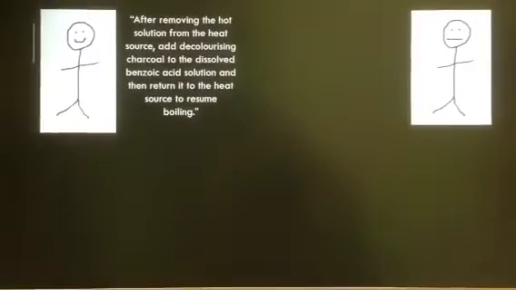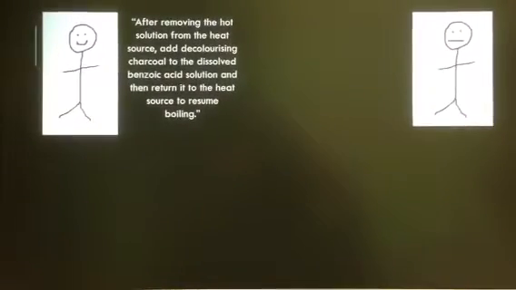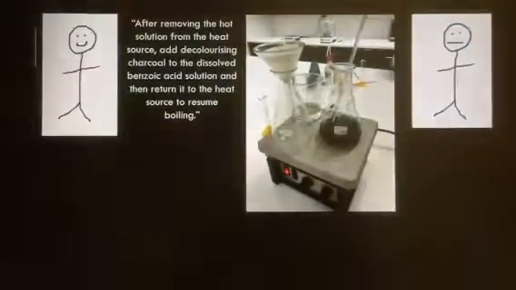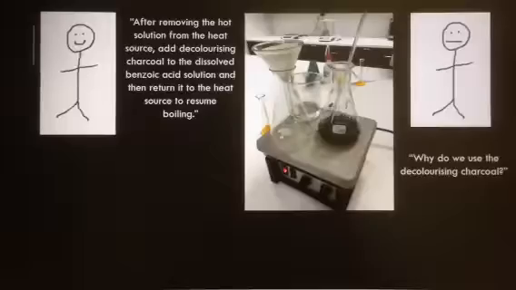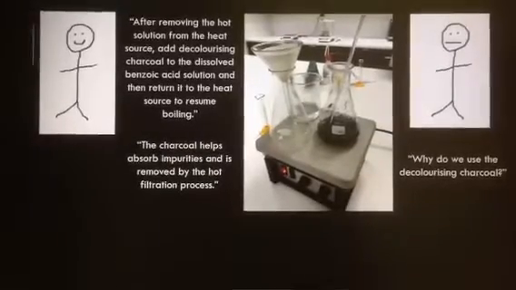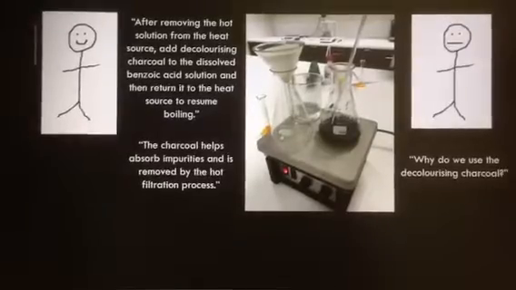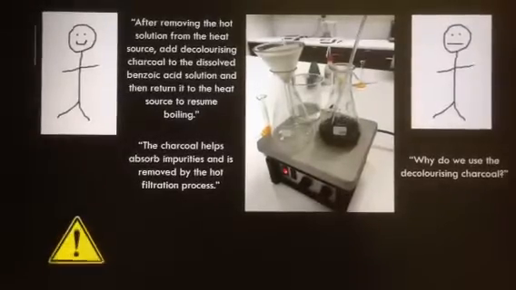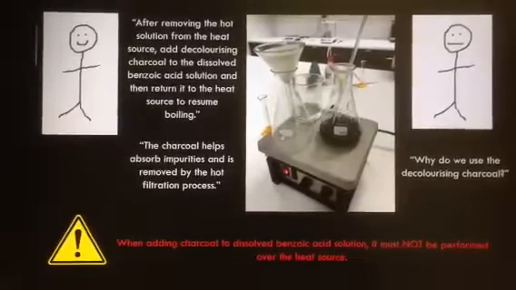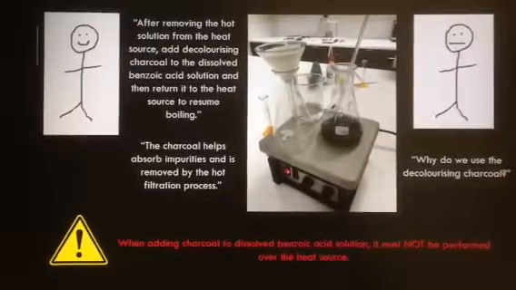After removing the hot solution from the heat source, add decolorizing charcoal to the dissolved benzoic acid solution and then return it to the heat source to resume boiling. Why do we use the decolorizing charcoal? The charcoal helps absorb impurities and is removed by the hot filtration process. When adding charcoal to the dissolved benzoic acid solution, it must not be performed over the heat source.